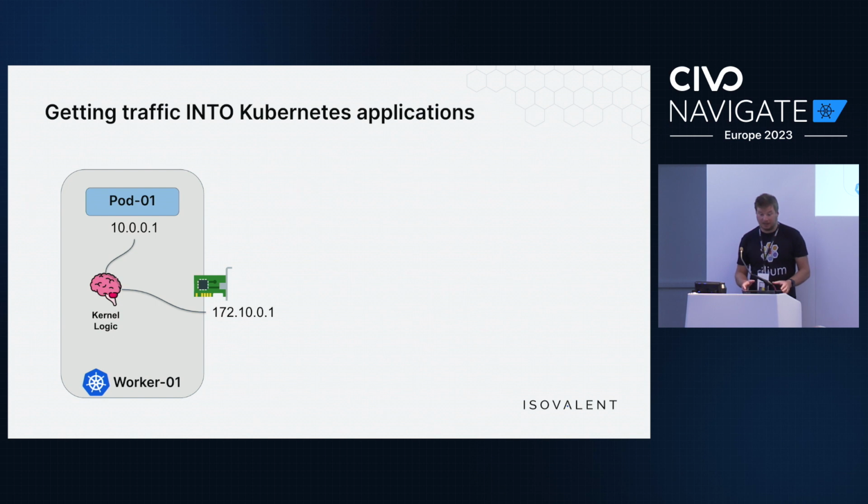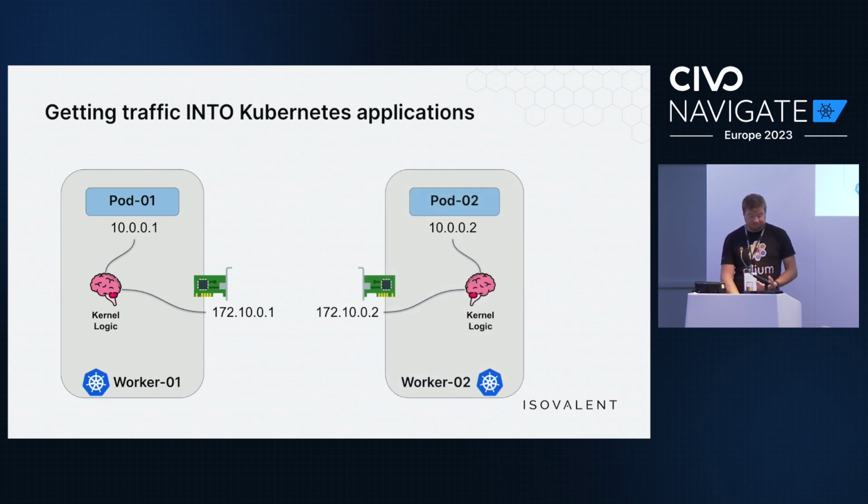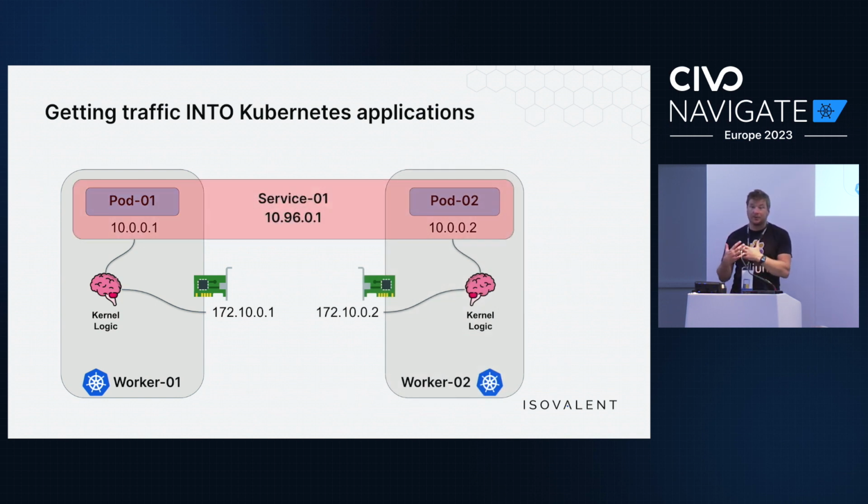So what does that actually look like? If we drill down, we have our single worker node here, worker node 01. I have my one pod that's actually running on here, and I have the IP address to the outside world. And then I have my kernel, which is effectively the logic that is actually running inside my machine itself. So in order to get traffic into my application running on a Kubernetes cluster, we have the concept of a service.